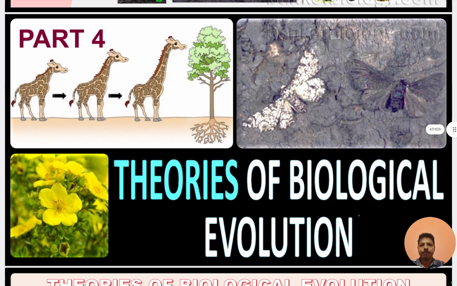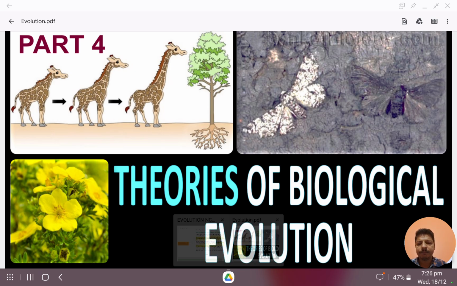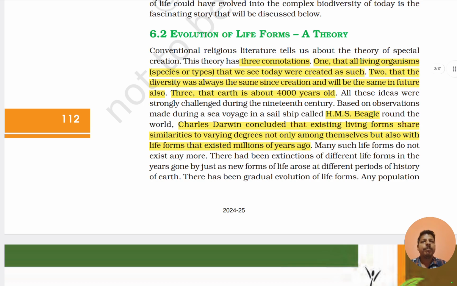Theory of biological evolution. So, let's see what your NCERT says here. First of all, conventional religious literature tells us about the theory of special creation. This theory has three connotations. One, that all living organisms that we see today were created as such. Two, that the diversity was always the same since creation and will be the same in future also. And third, the earth is about 4000 years old.